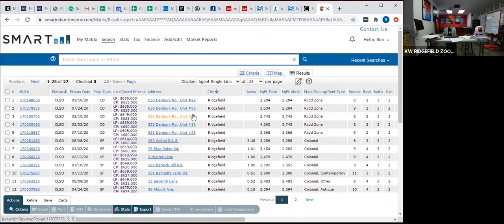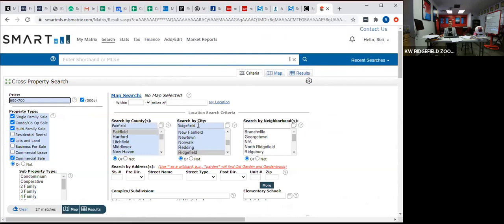No? Okay, so that's kind of the first piece I wanted to show you. The second piece I wanted to show you was how to pull the month supply of inventory, right? Because that is probably the most important metric that you're using today to figure out the velocity of the market and how they're going to jump into the market.